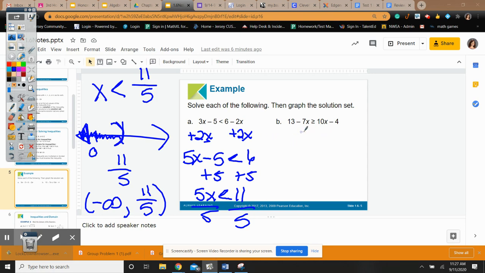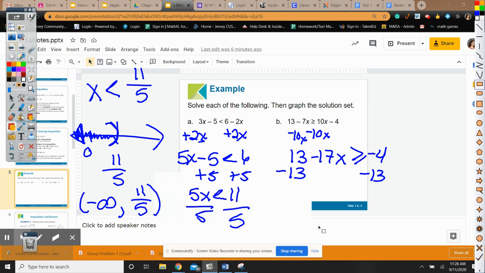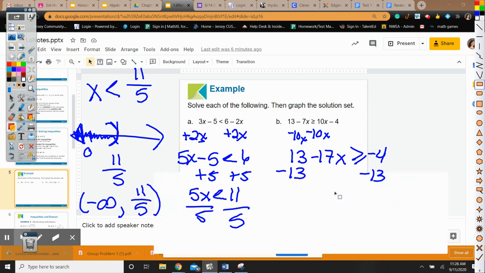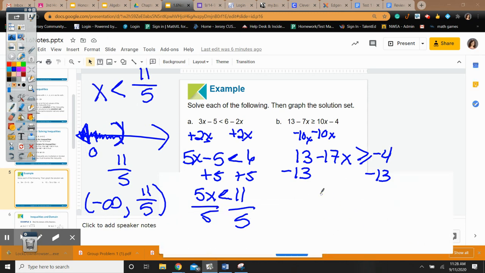It's kind of messy here. So let's go ahead and subtract 10x. I'm going to subtract 10x from both sides. So I have 13 minus 17x is greater than or equal to -4. Got to move the 13 over here. Some of you might have gone a different route than me on this, and that's okay. Subtract 13, and I get -17x greater than or equal to -17.